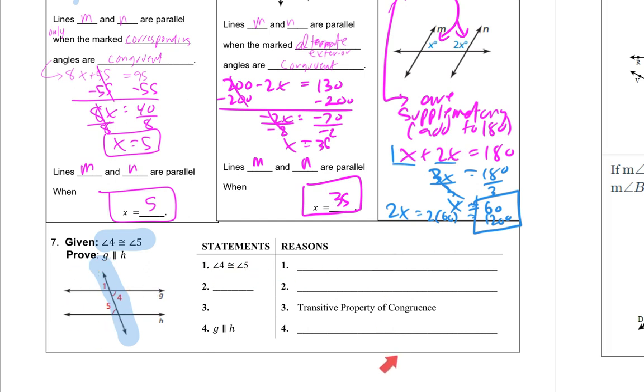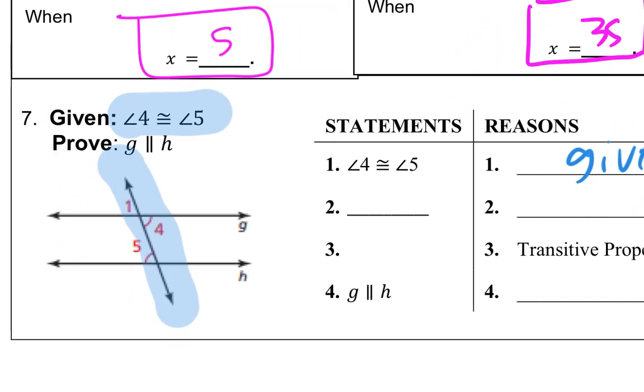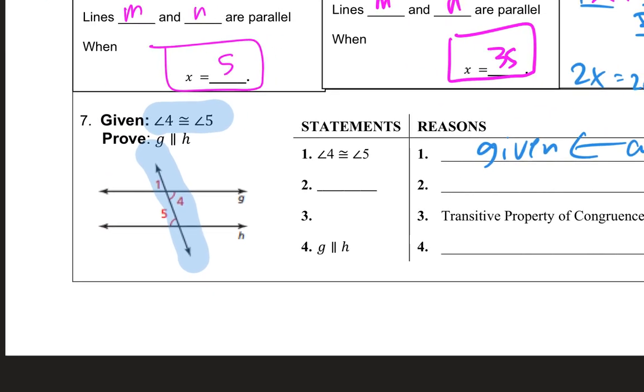Let's start with our reasonings, right? So angle 4 is congruent with angle 5. How can we say that? Well, we remember that was given to us. That's always the first reason. It's what's given to us, all right? So if 4 is congruent with 5, what else do we know? What do we know about angle 1?